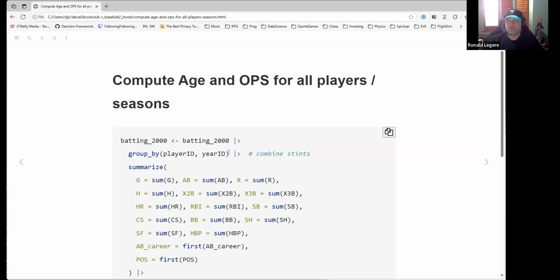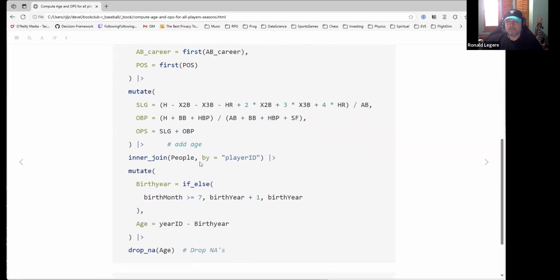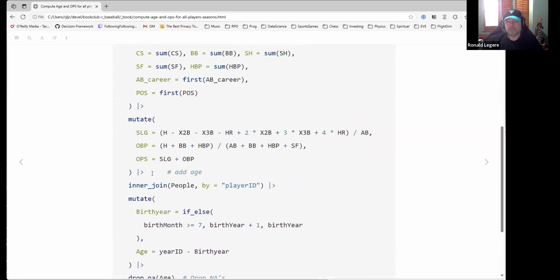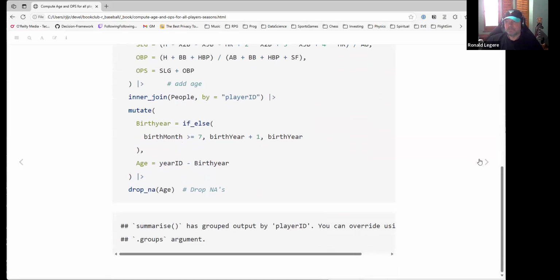In any event, we're just going to combine all the different player stints into one, then calculate their stats for each season, calculate the OPS, add the age back in. I don't know why he did this all over again. He defined a function in the first section to do this, but we're just going to do it again instead of reusing the code. I know people say, don't repeat yourself, the DRY principle, but sometimes it is more expedient to repeat yourself if you're doing a one-off thing. I know it's a bad habit, but sometimes it does happen.